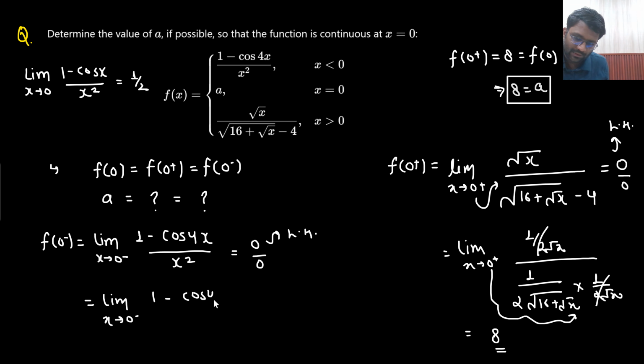1 minus cos 4x. Downward, what do I need? I need 4x square, right? So this will become 16x square. But here x square is given. So 16x square will become, that means I will have to multiply with 16 as well. Is that understandable to you?